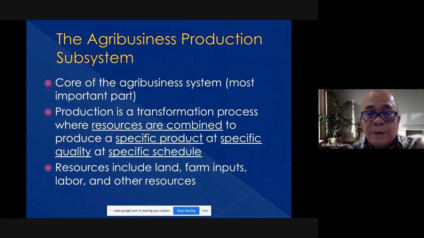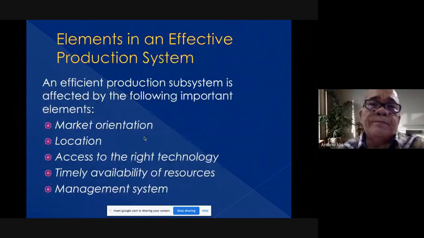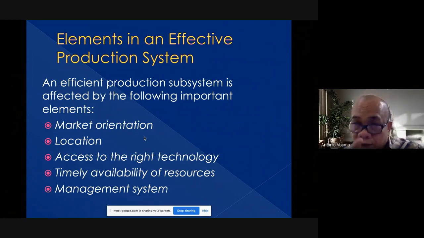Now, what are the elements of the production system? What are the elements if we say this is the agribusiness production subsystem? The efficient production subsystem is affected by the following important elements. One is market orientation. From the perspective of agribusiness, you cannot produce something if there is no market. Otherwise, if there is no market and you're producing for household consumption, it's not agribusiness yet. Because when we say agribusiness, there is business. And when there is business, your production activity must produce enough surplus for the market. So that is market orientation.